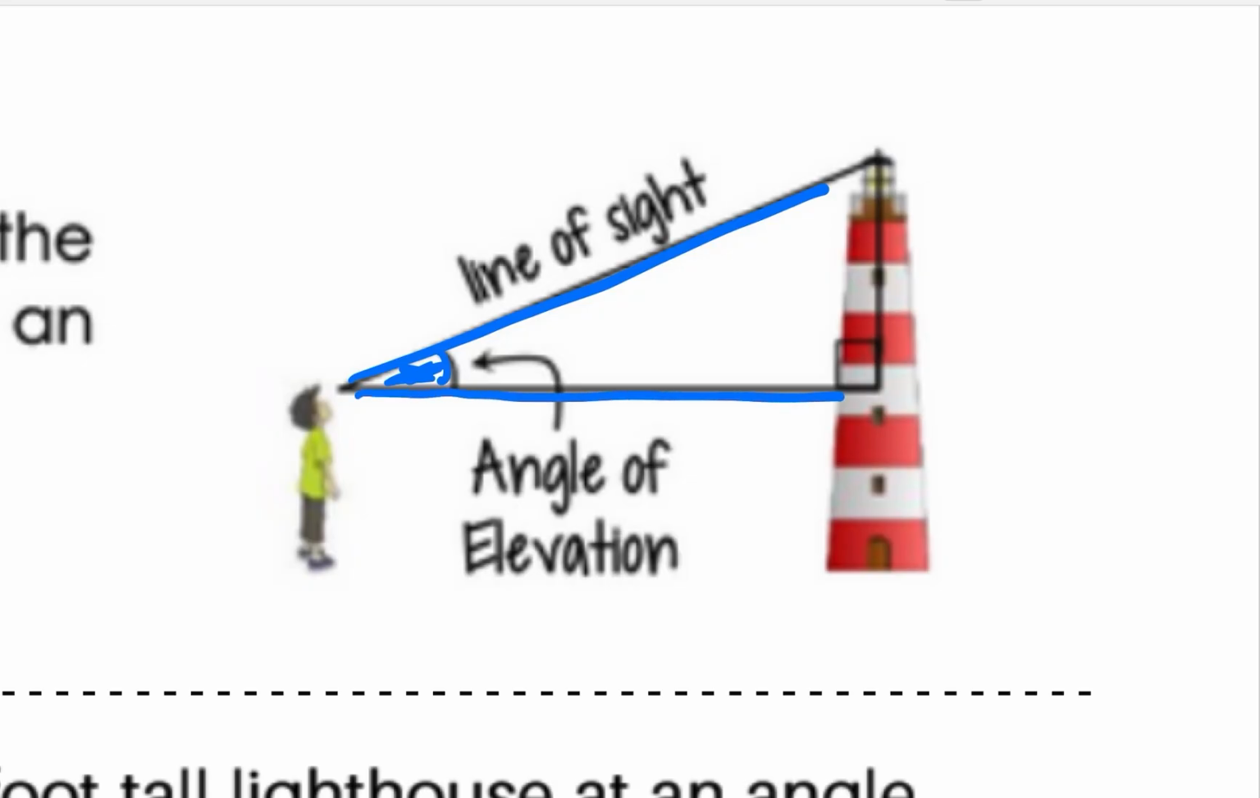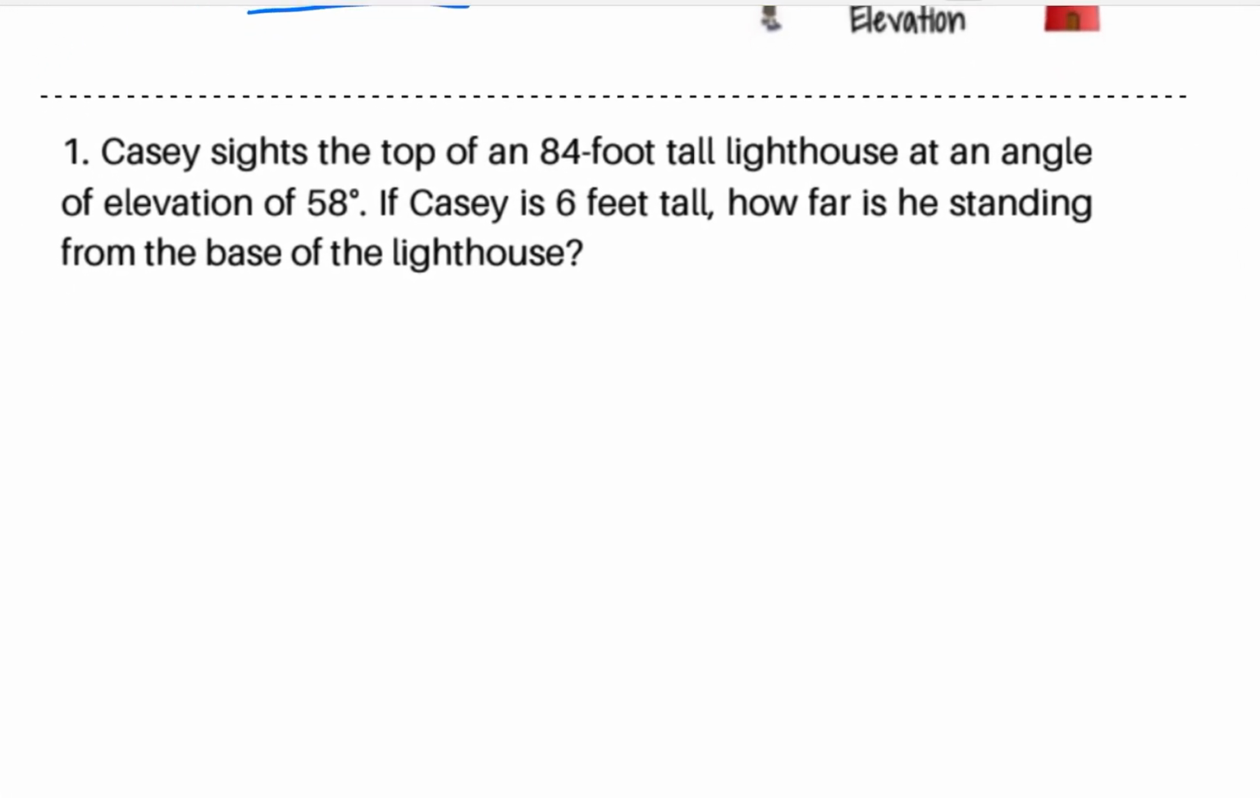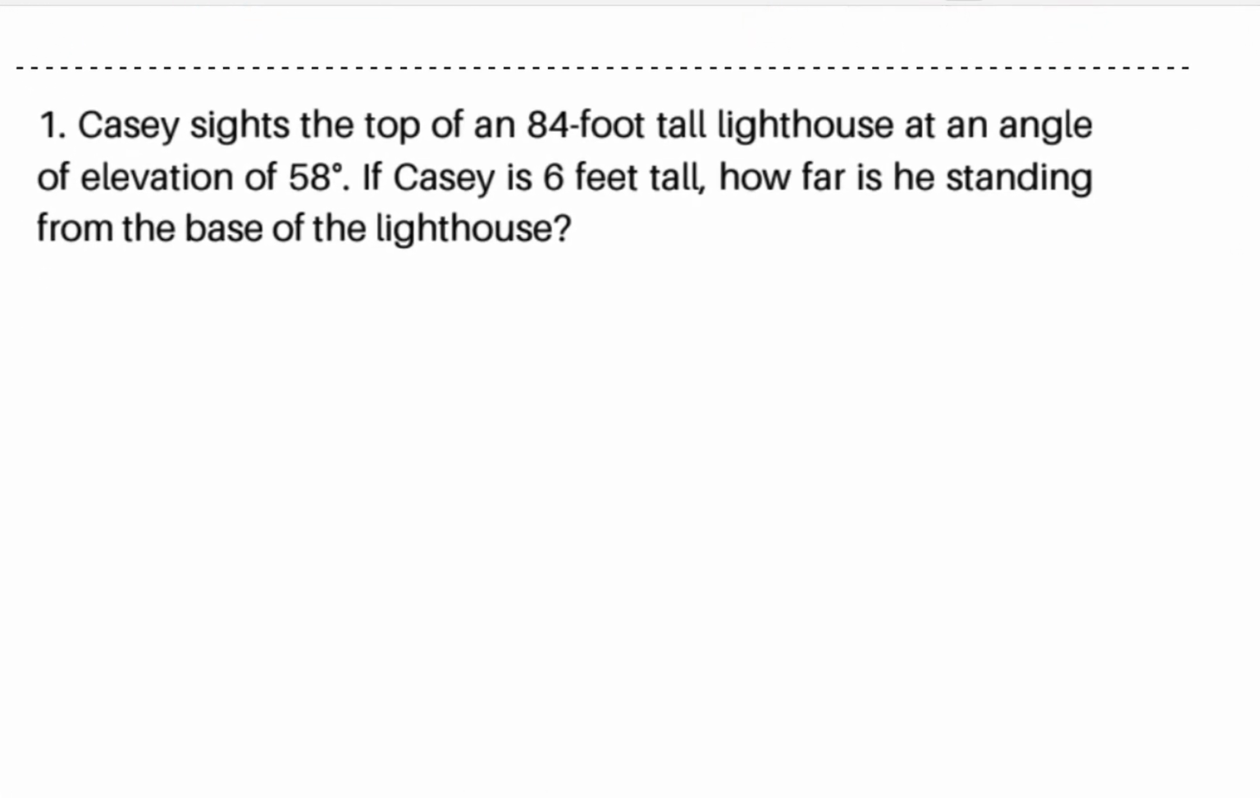So let's use this information to try and answer this word problem. Casey sights the top of an 84-foot tall lighthouse at an angle of elevation of 58 degrees. If Casey is 6 feet tall, how far is he standing from the base of the lighthouse? Let's draw an illustration so we will have a better understanding of what the problem is describing.